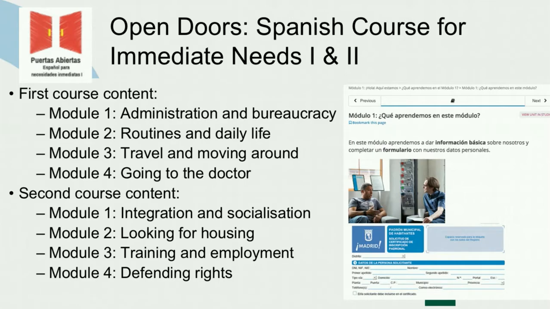Then we decided to leave for the second course topics like socialization and integration, making friends, looking for housing, accommodation, and of course training and employment, and finally defending one's own rights.